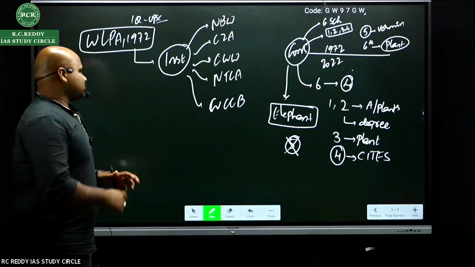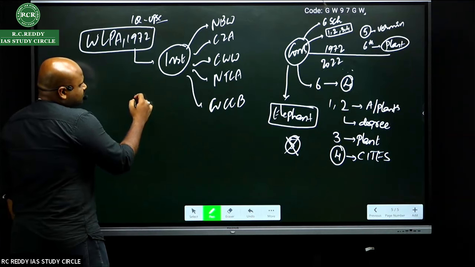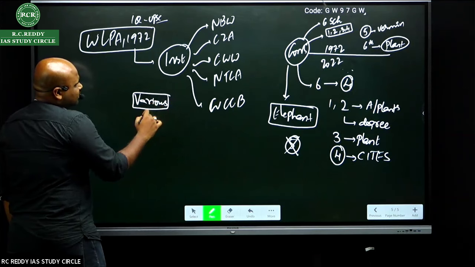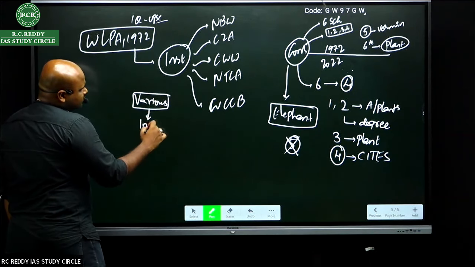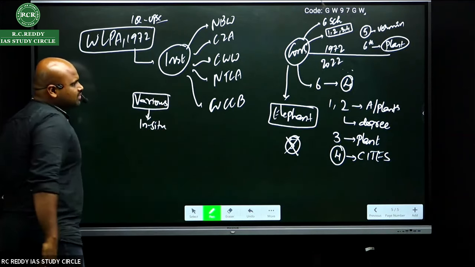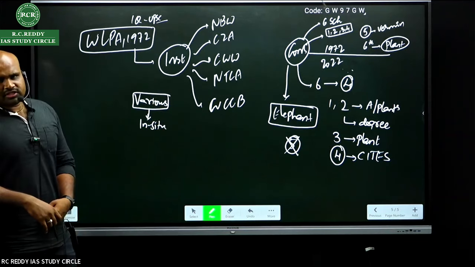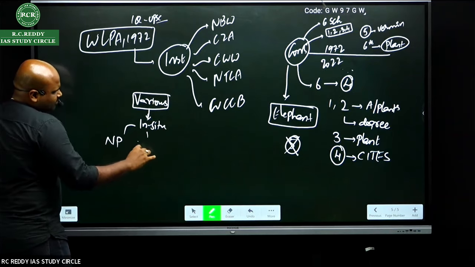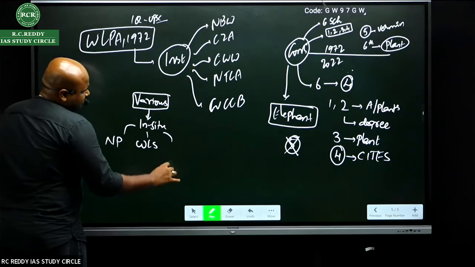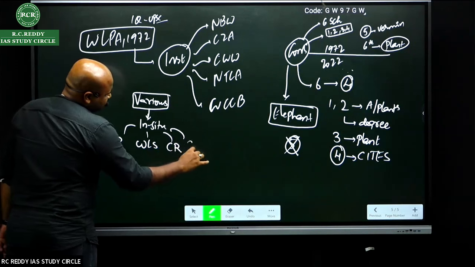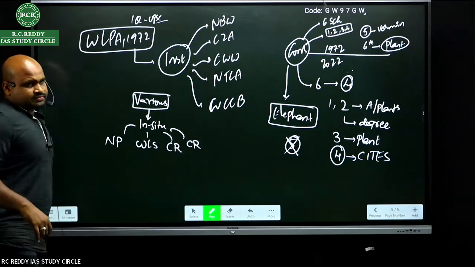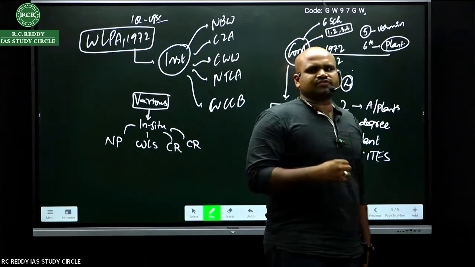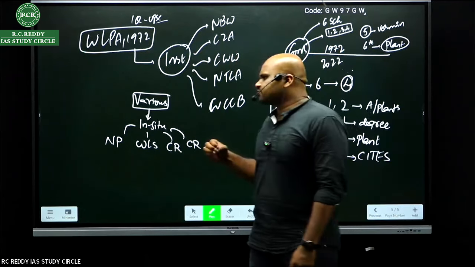One more thing that you'll have to see. It talks about various conservation mechanisms. And most of the in situ conservation mechanisms happen on the basis of this particular legislation. One kind is national parks. The other one is wildlife sanctuaries. The other one is conservation reserves. The other one is community reserves. These are the four explicit mechanisms of conservation mentioned by the Wildlife Protection Act.